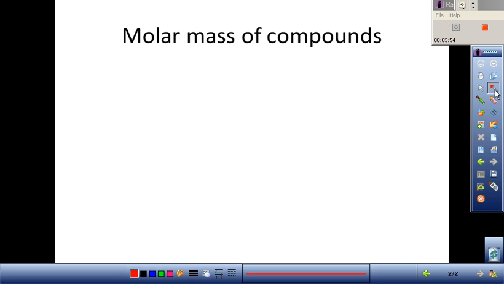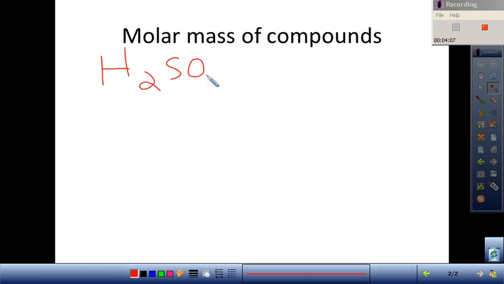Well, what about the molar mass of compounds? A compound is just multiple atoms together. So let's do something with a lot of atoms, H2SO4. Let's say I have a mole of H2SO4. That means I have a whole bunch of H2SO4s. Well, I'm just going to add up the pieces. I have 2 hydrogens, I have 1 sulfur, and I have 4 oxygens.